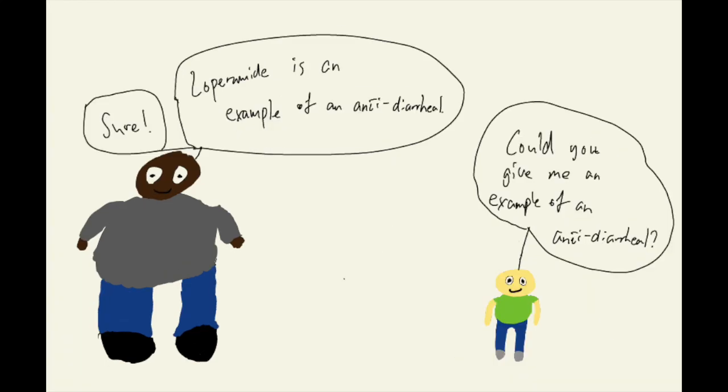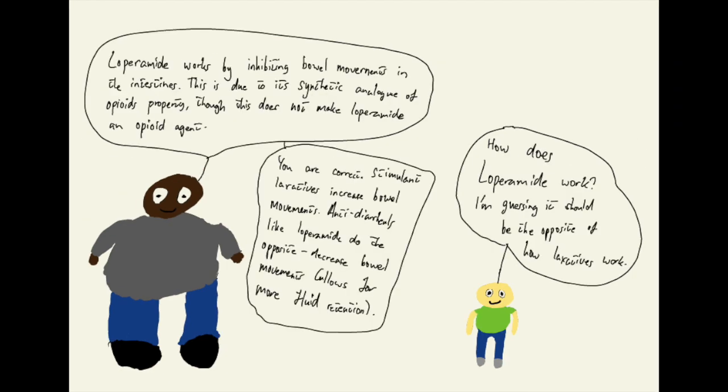I'll take note of that. Now, can you give me an example of an anti-diarrheal? Sure, loperamide. Okay, so how does it work? I'm guessing it's sort of like the reverse of a laxative. To a certain extent, you are correct. Instead of increasing bowel movements like stimulant laxatives, loperamide inhibits bowel movements.